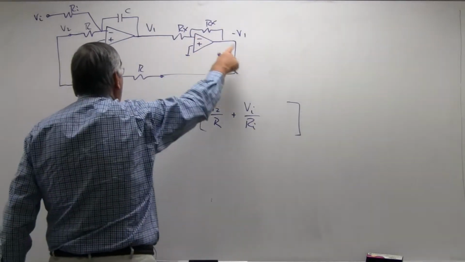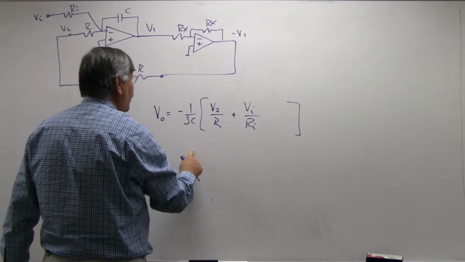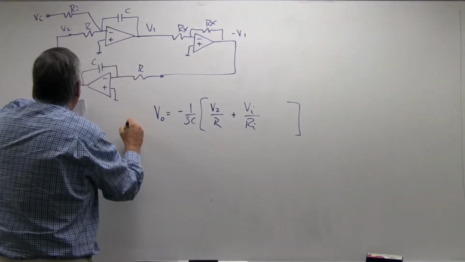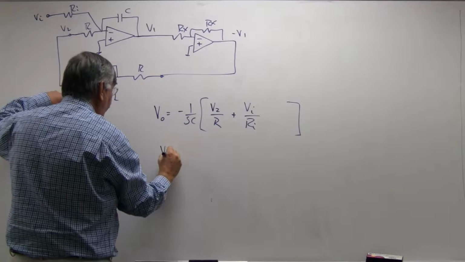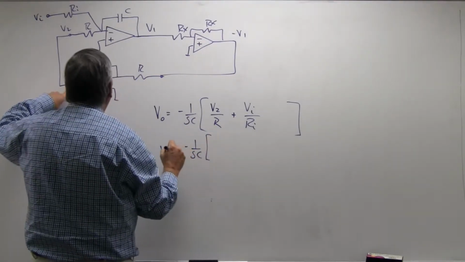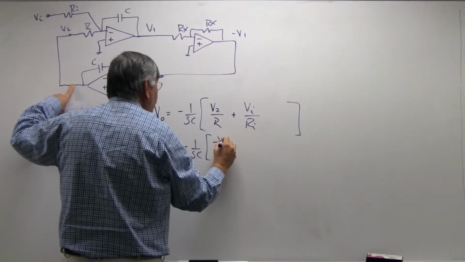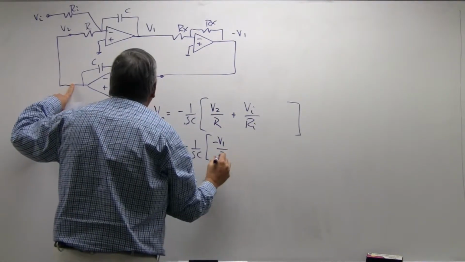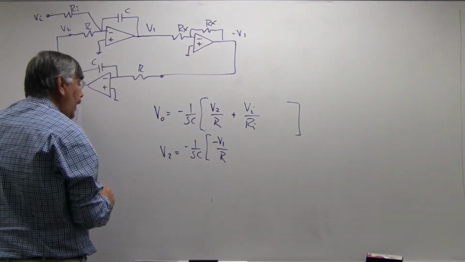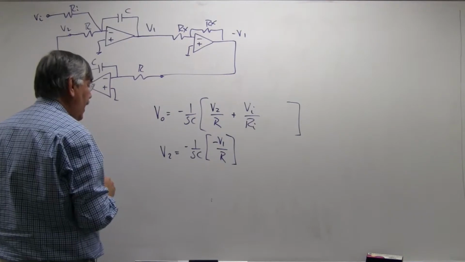And now I want to write an expression for what V2 is. So V2 is the output of this integrator. So V2 is minus 1 over SC times the inputs that are coming into that. The input to that is minus V1 over R, and that's the only input that it has. So that's what we have there.